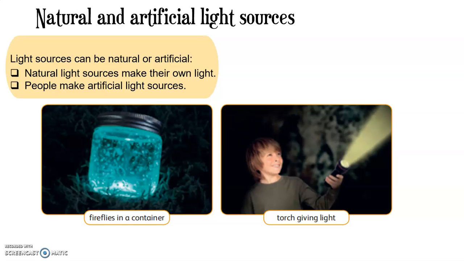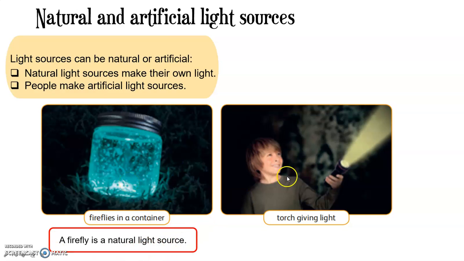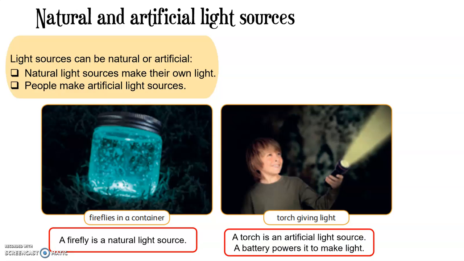The first one is about fireflies. Fireflies in a container. This is the example of natural light sources. And then a torch giving light. The boy holds a torch and gives light. This is the example of artificial light sources. A torch is an artificial light source because it has battery power to make light.